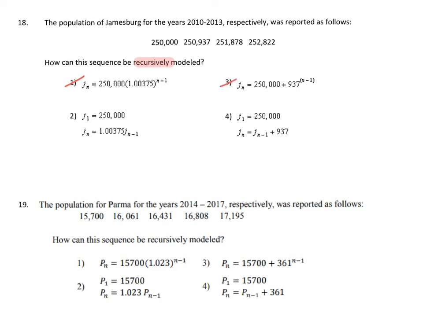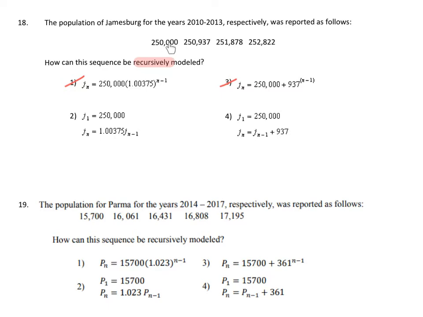All right, now both of these say the first term is 250,000, which is true. This one's saying we're multiplying by 1.00375 to get from one term to the next. And this one says we're adding on 937 to get from one term to the next. So let's try it out and see what works.